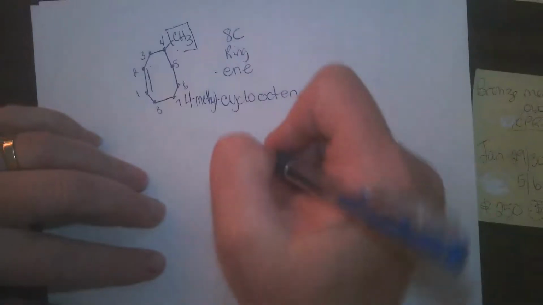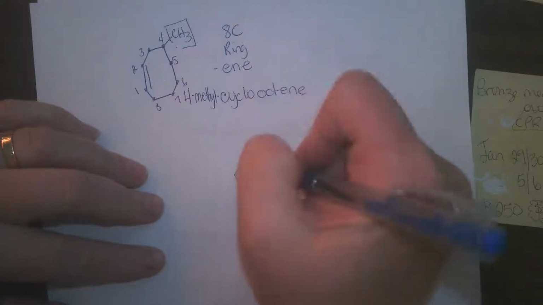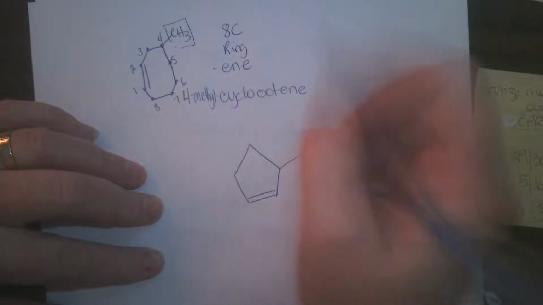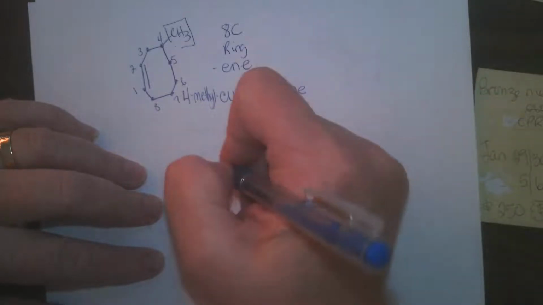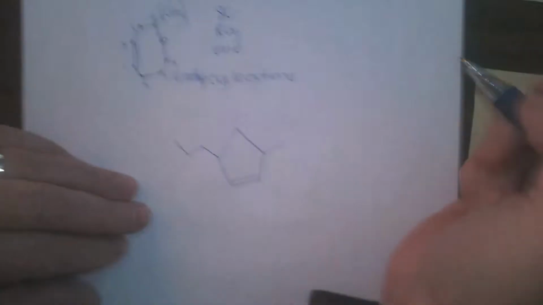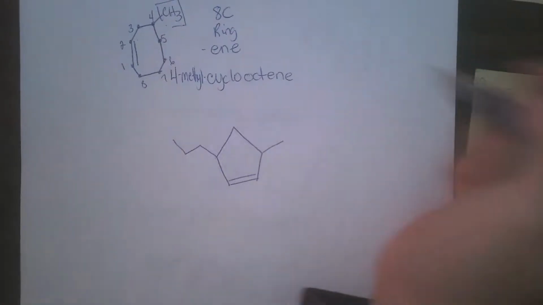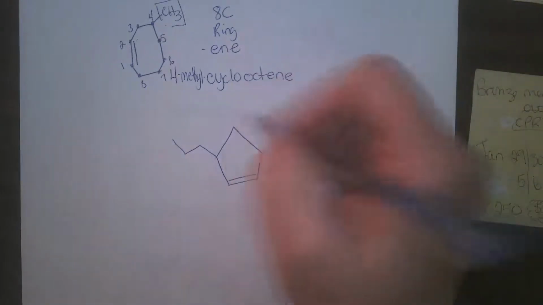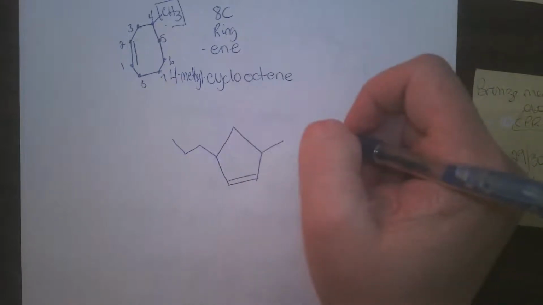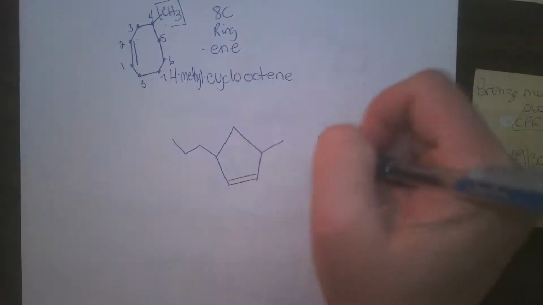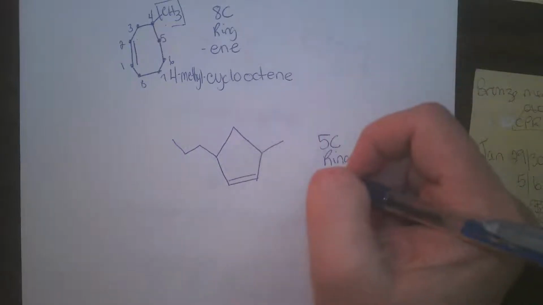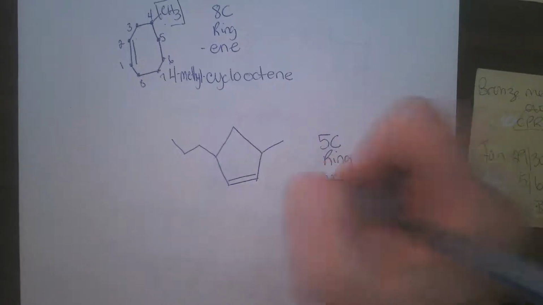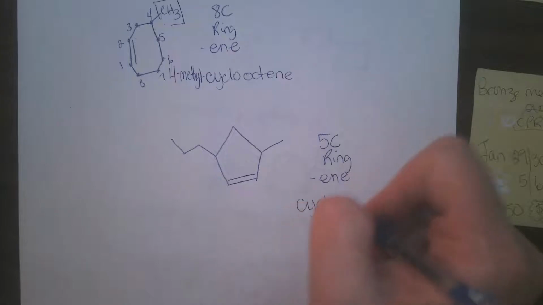And the next example, okay, so I cheated. In your book, it's condensed structural. So our main carbon chain is 5 in a ring with what kind of double bond? Oh my goodness. So we know that we've got cyclopentene.